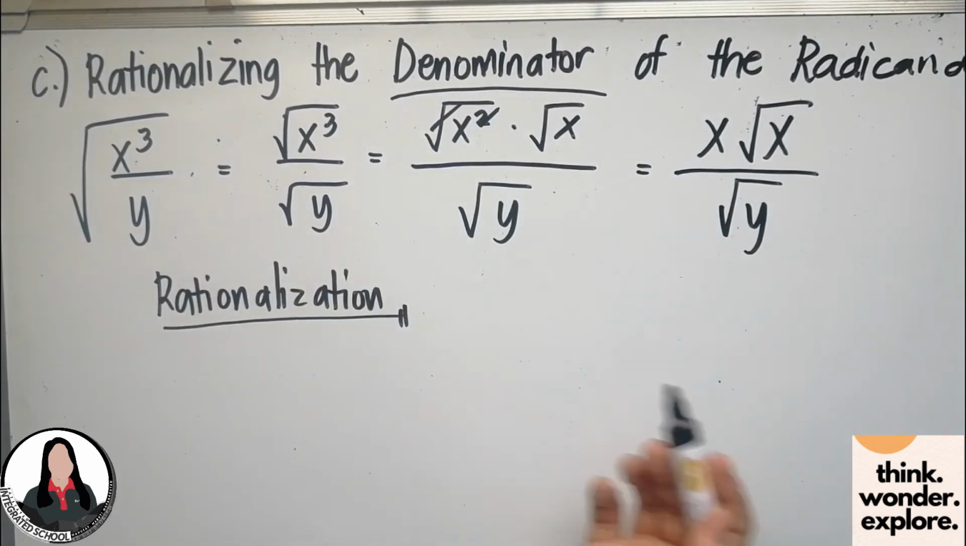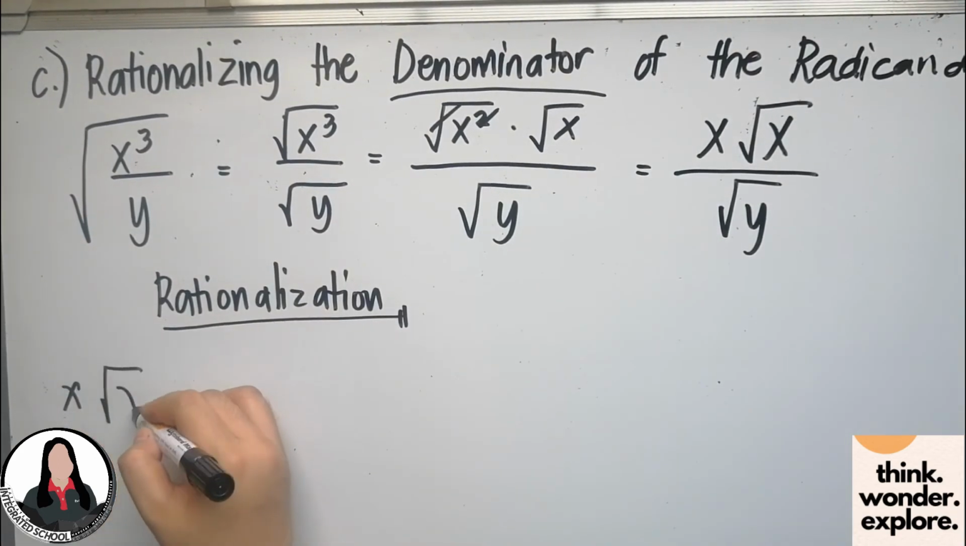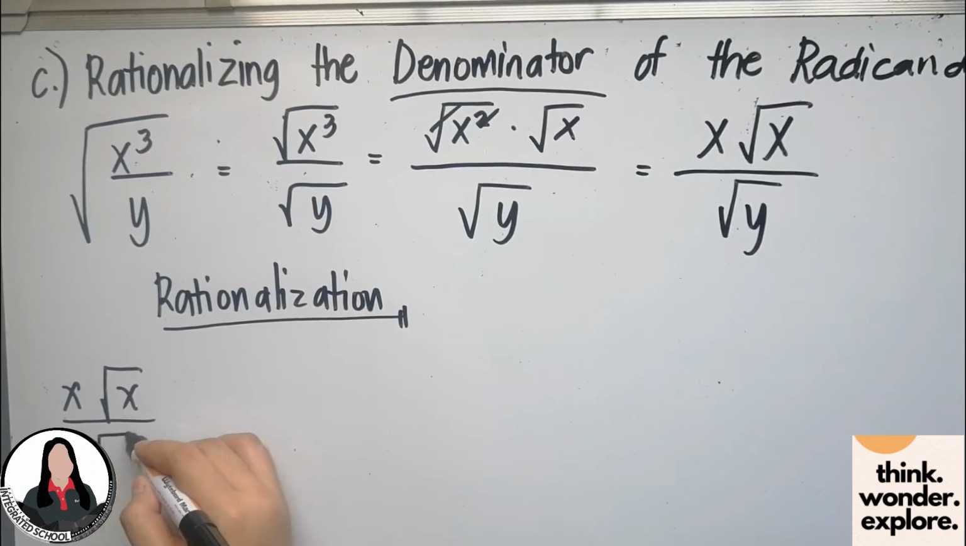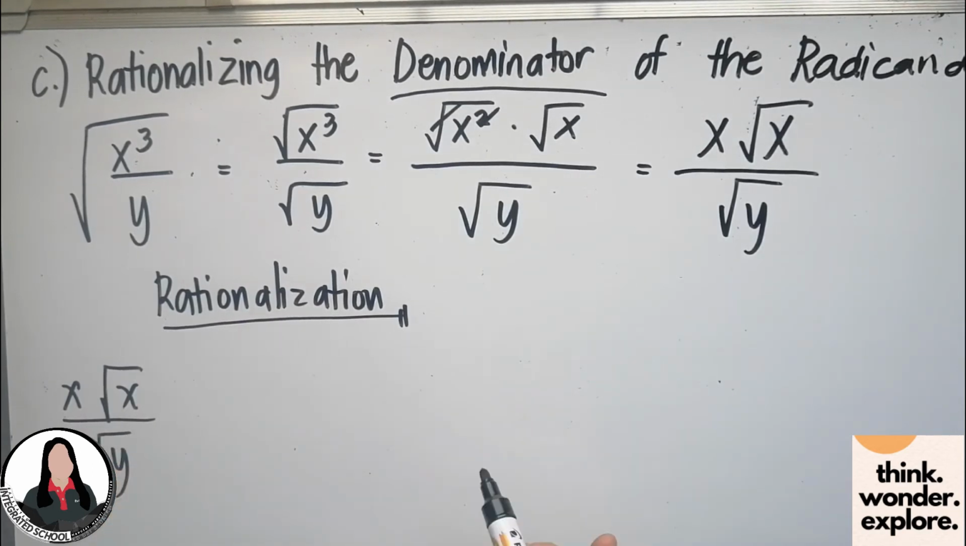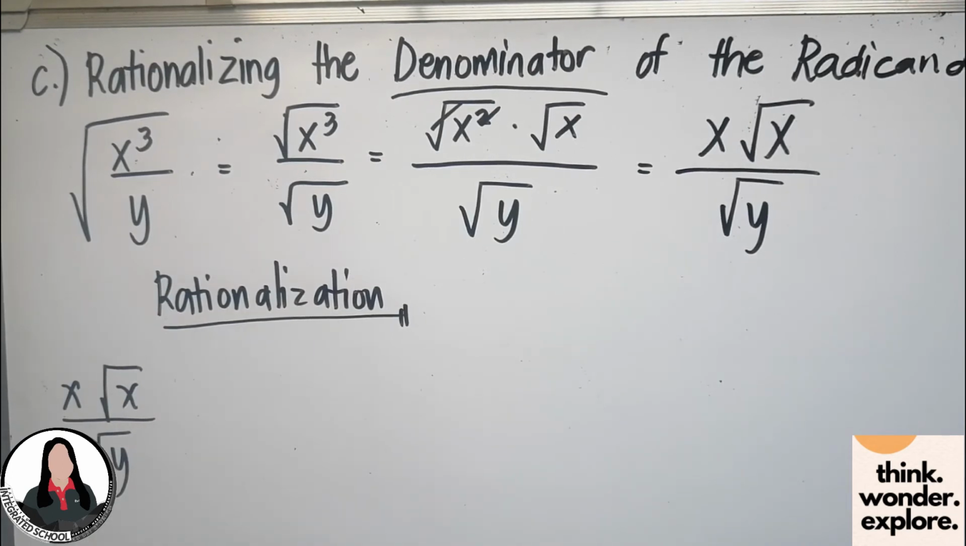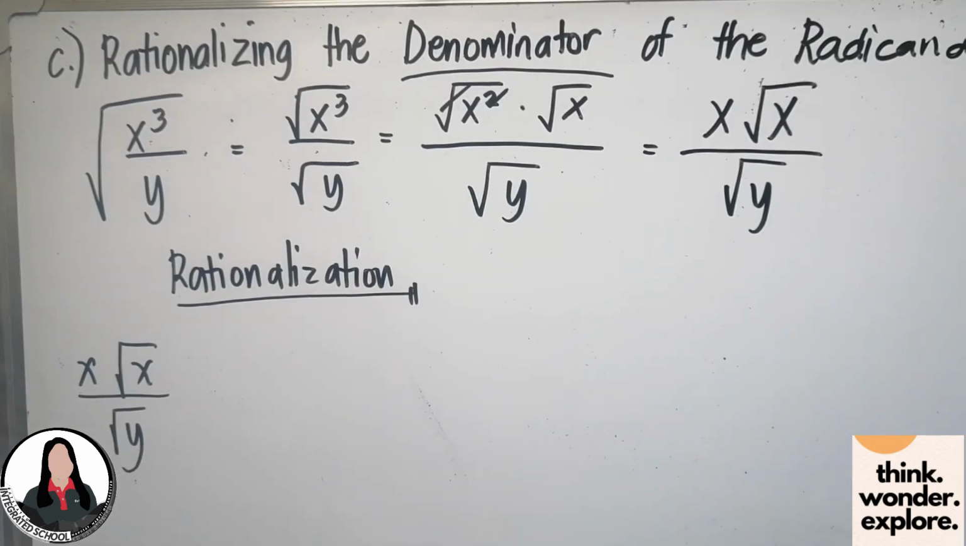So, paano natin siya gagamitin? We have x, square root of x all over square root of y. Ang goal ng rationalization is to remove our radical sign sa ating denominator. At para magawa natin siya, meron tayong specific process na gagawin. Okay? So, we have to remember that square root of y is equivalent to y raised to 1/2, right? Now, y ang ating kailangang itira. 1/2 na exponent ang kailangan natin alisin. Kasi yun yung equivalent ng square root natin.